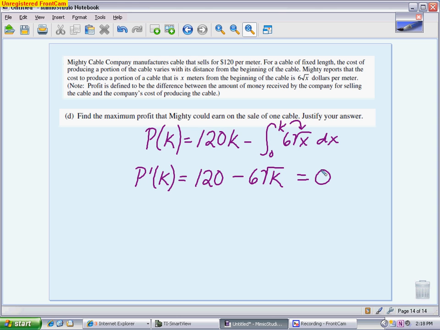I could do this with a calculator, but at this point this was pretty easy to do by hand. I added the 6 radical K to the other side, I divided by 6, squared both sides, and I got K to be 400.